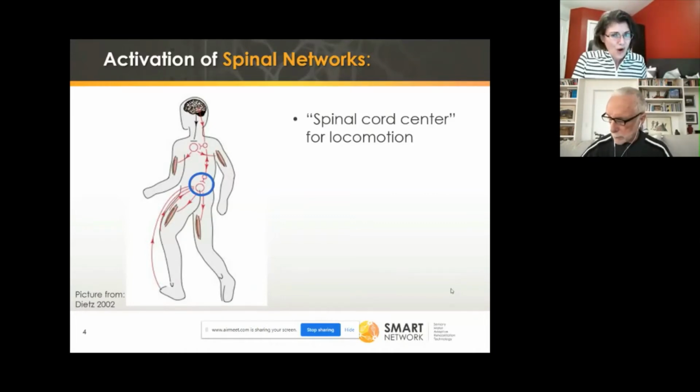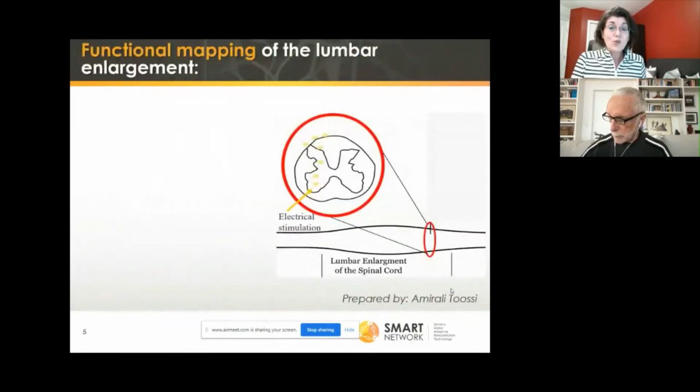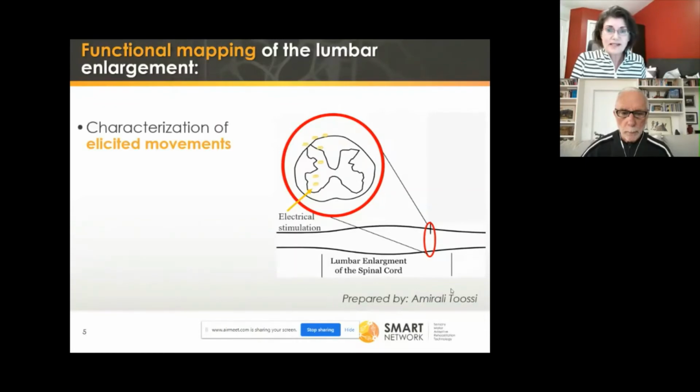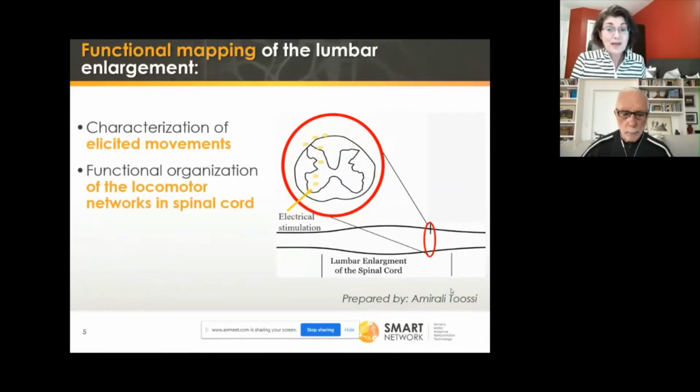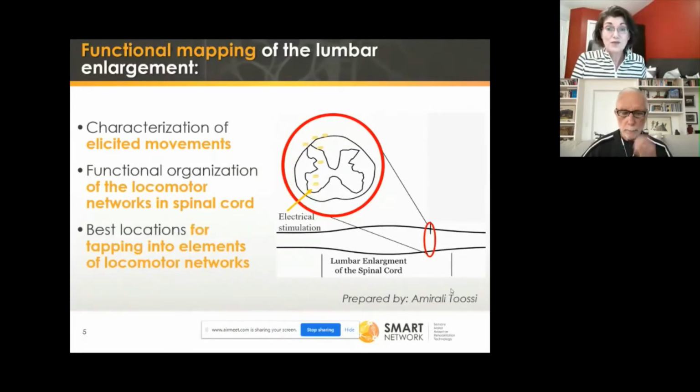Now, to harness the locomotor networks in the lumbar spinal cord effectively, we map the lumbar enlargement by delivering minute electrical currents at different locations throughout the enlargement. We characterize the elicited movements produced by each stimulated location and developed a map describing the functional organization of the locomotor networks in the cord. We then identify the best locations for tapping into various elements of the locomotor networks.